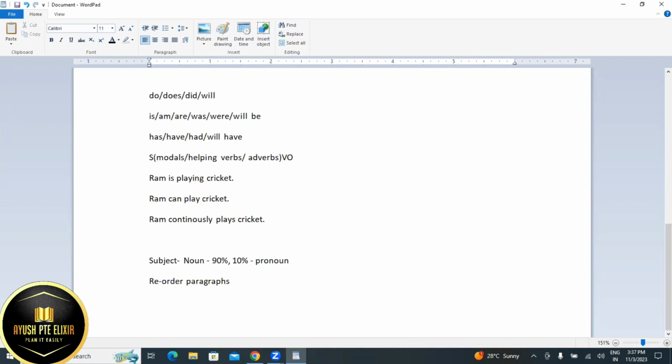Then if I talk about the object, it is basically 90% a noun. In 8% of cases it can be an adjective as well, and I'll give you the examples. And in 2% of cases it can be an adverb as well, right? For example, if I say Ram plays cricket. So Raju, can you tell me what cricket should be here?